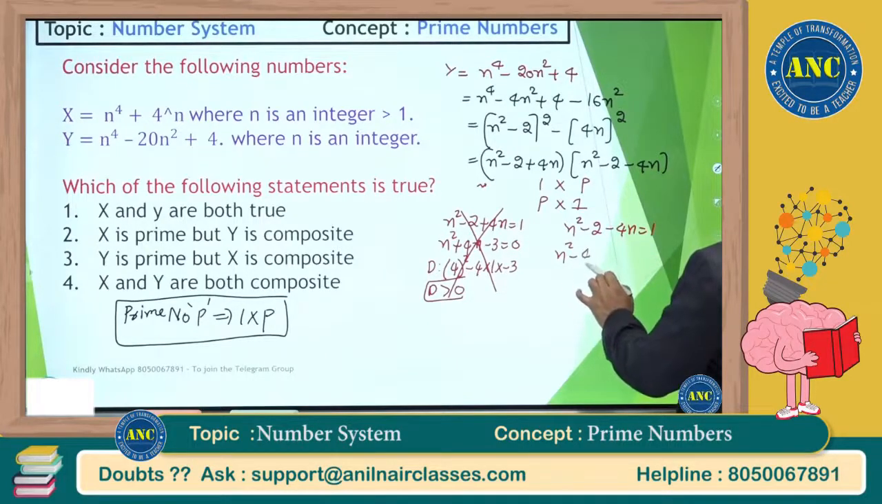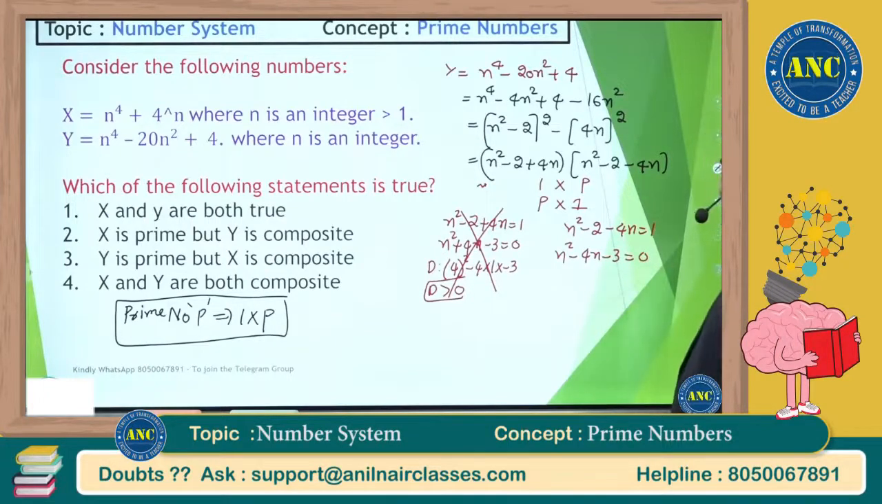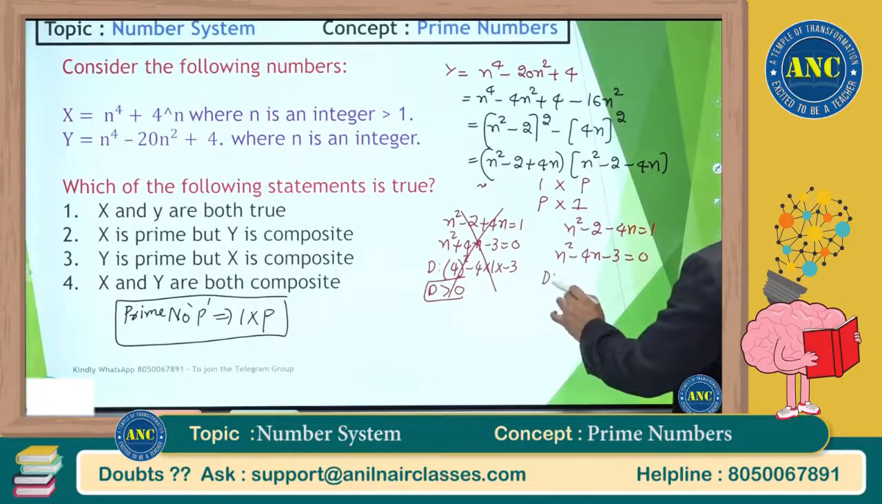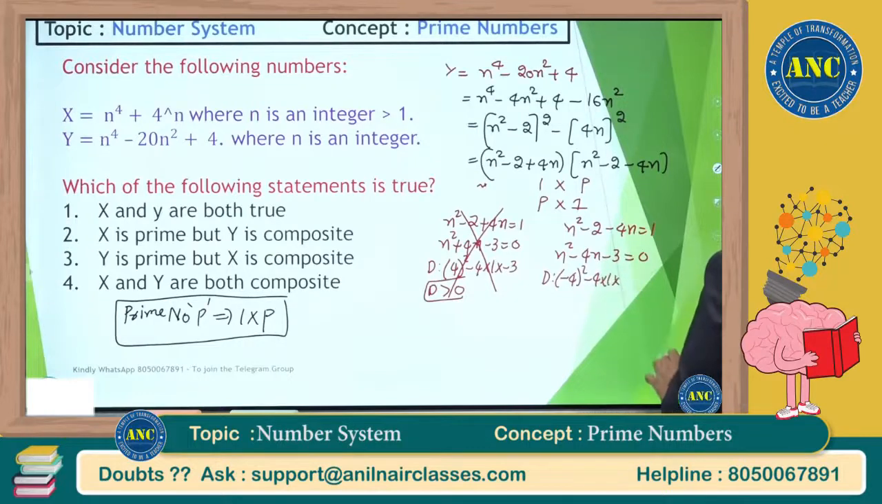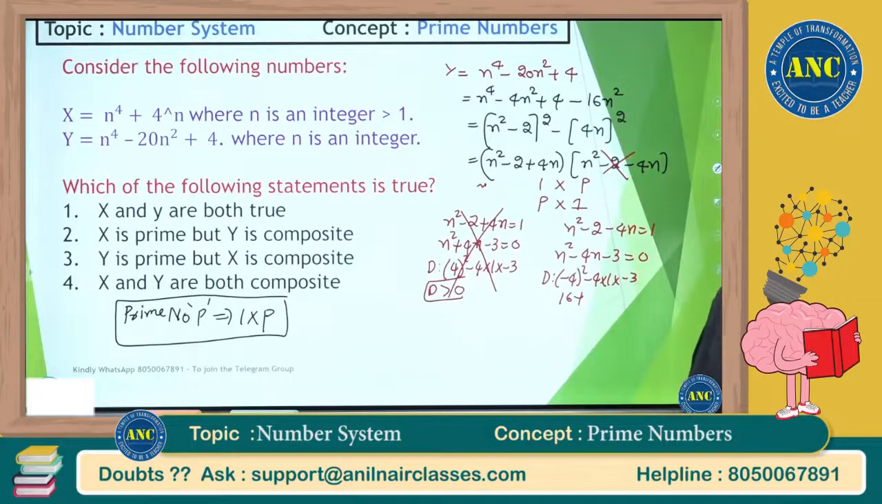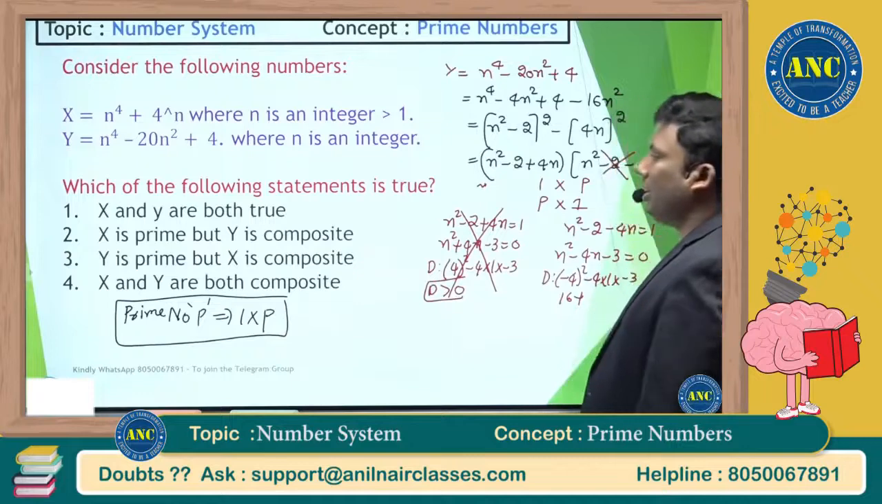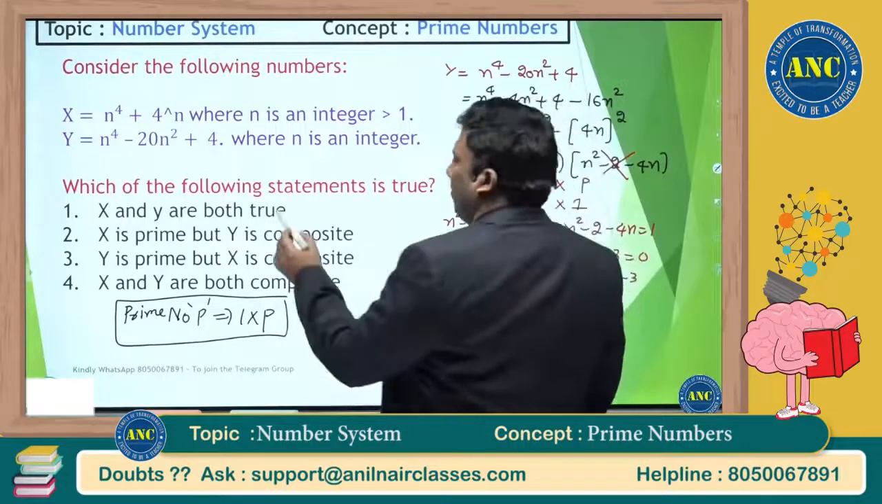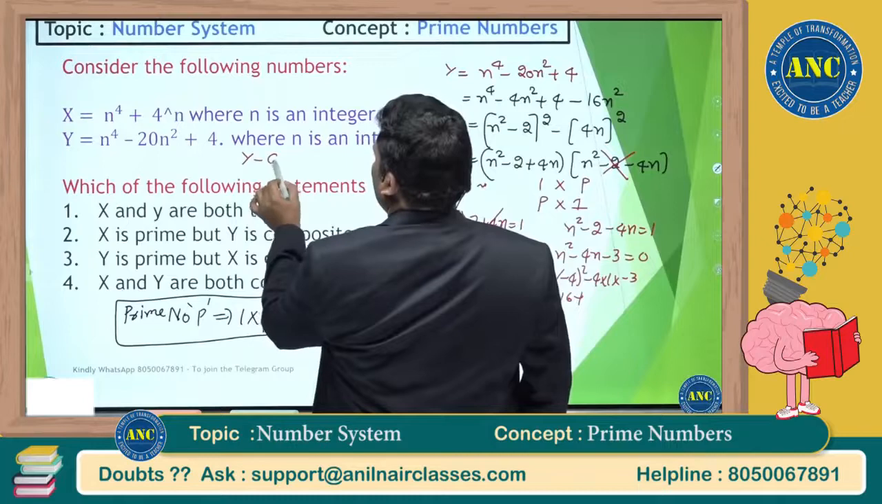Similarly, n square minus 2 minus 4n equivalent to 1. N square minus 4n minus 3 equivalent to 0. Again the discriminant, b square minus 4ac, so 16 plus 12. It is also not possible. That means this cannot be written as 1 into p or p into 1. So y is a composite number.